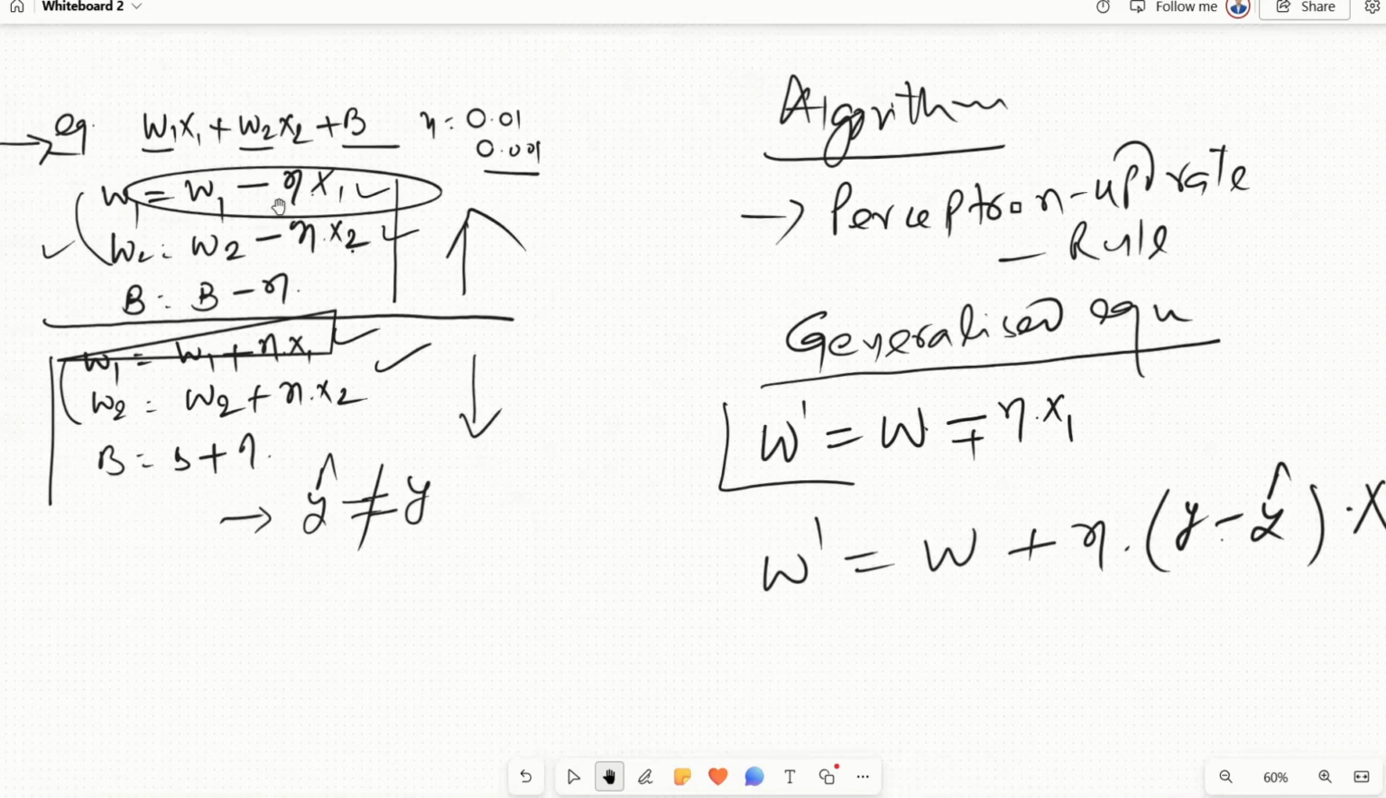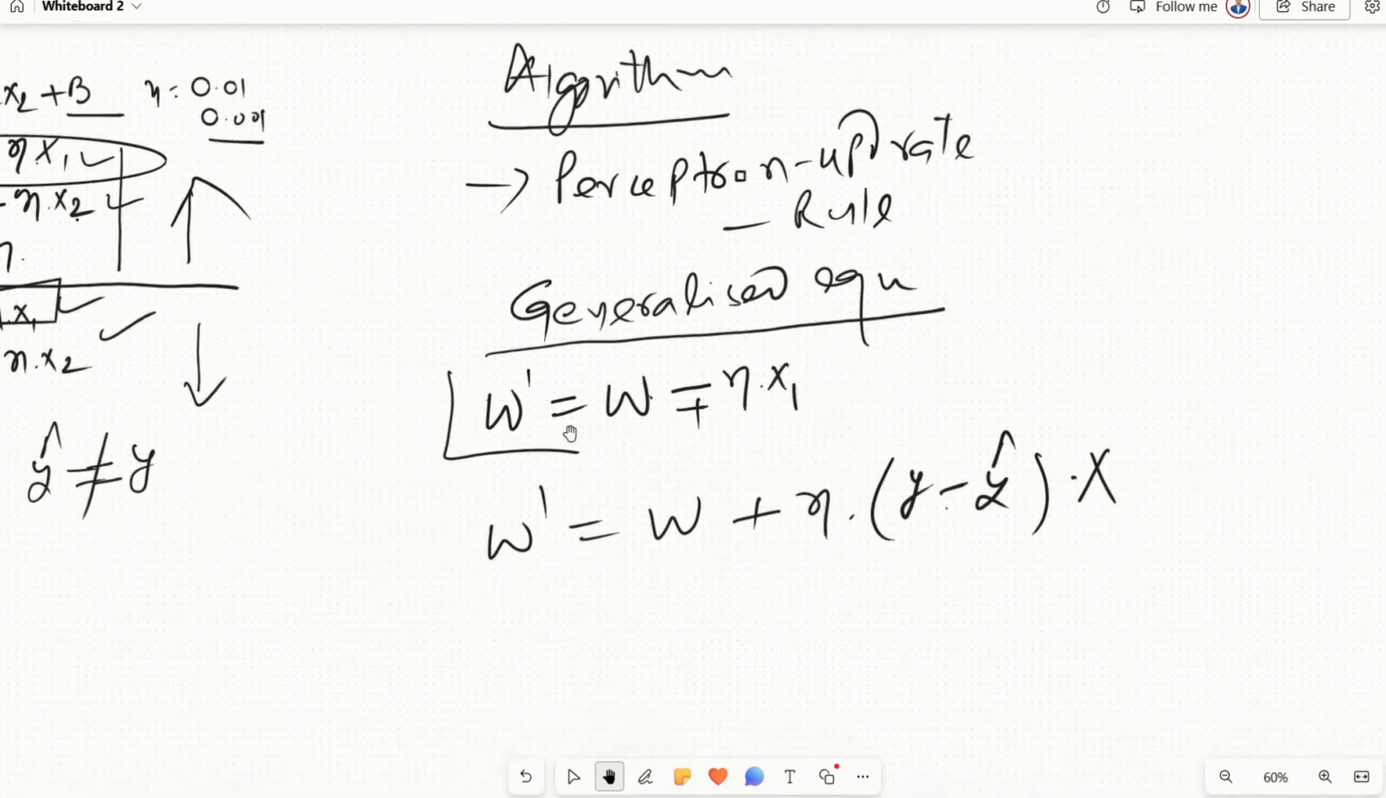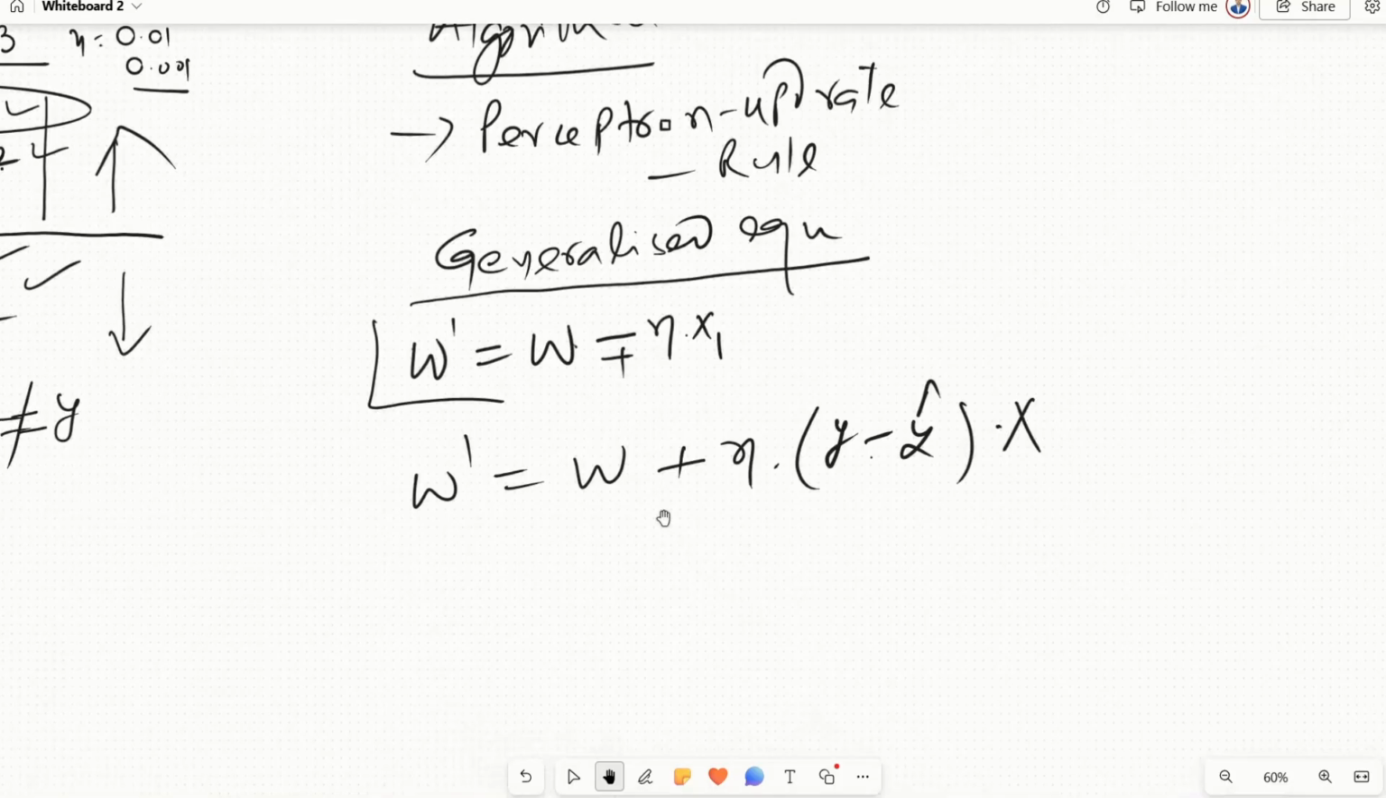If it is either, it can be negative or it can be positive, right? So I can combine this way. I can say that w is equal to w plus minus eta into x1. Now just to make this sign common, my purpose here, mathematically, is that this sign can be either plus or minus.